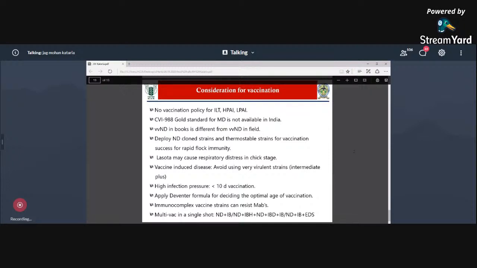In Russia, it is being used, but in our country, we still have to develop that craze to use it. Then I said the immune complex vaccines are being used. It is being imported, but the ones our country has developed should be taken up, and we need combined live vaccines to be tested.